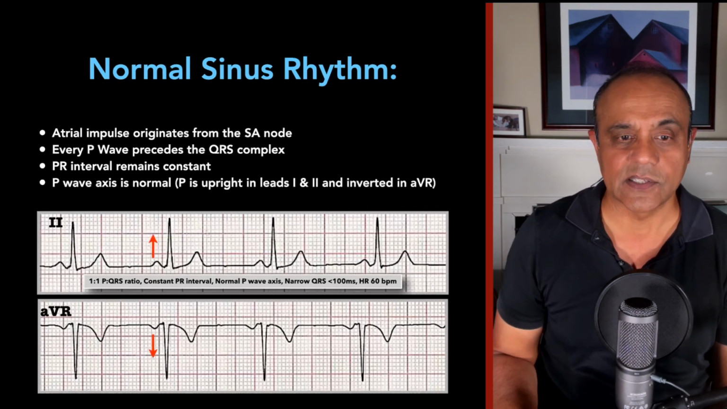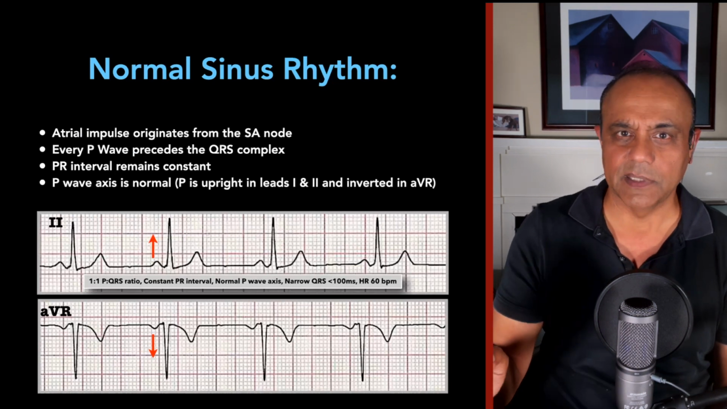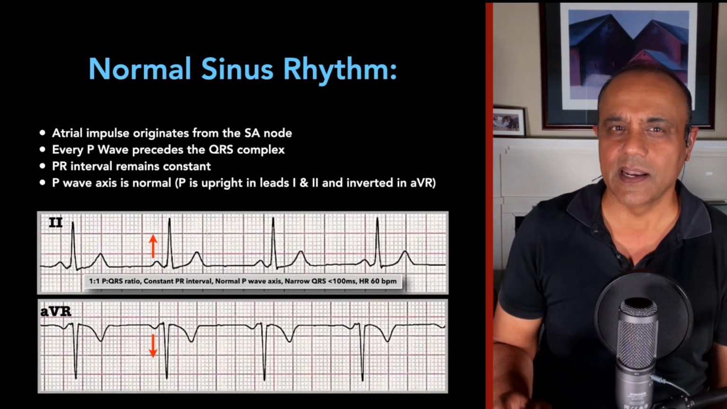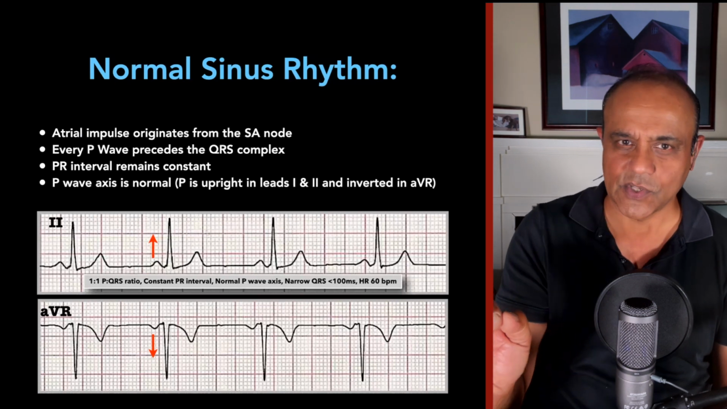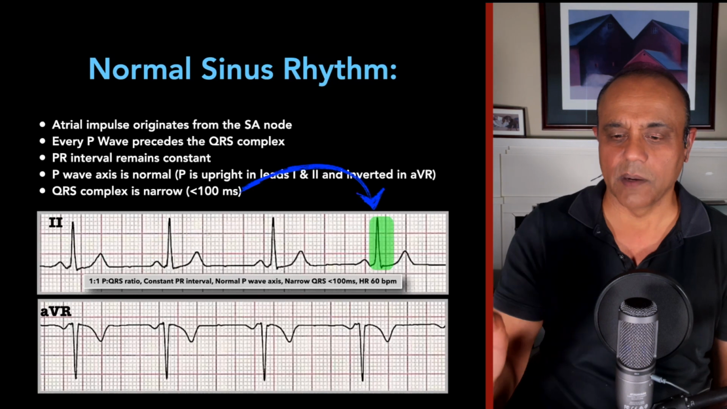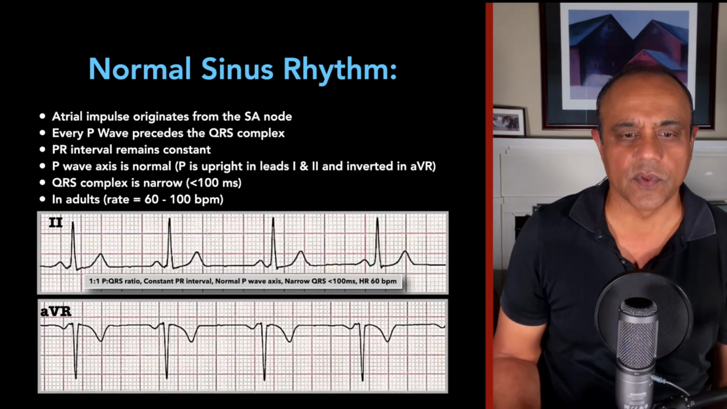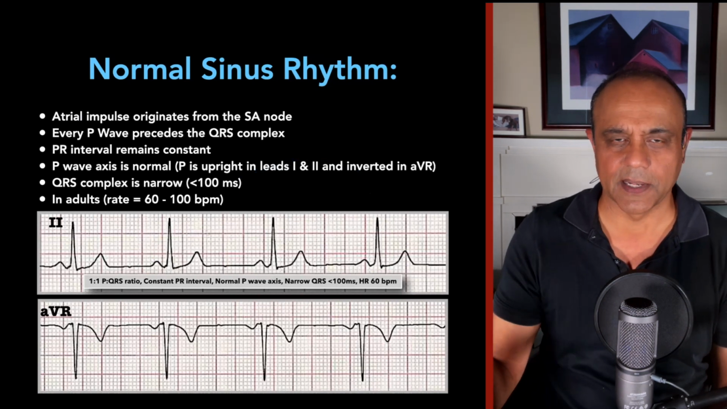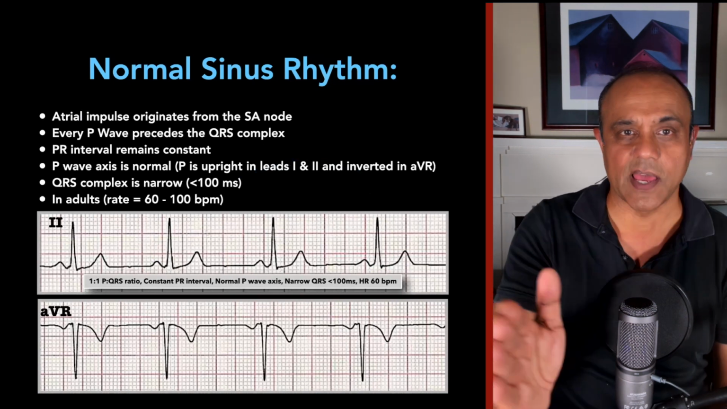The P wave axis in normal sinus rhythm should be upright in leads 1 and limb lead 2 and inverted in AVR. If this isn't the case, then again, it's a sign that the P wave is not originating at the sinus node. All right, the QRS complex is typically narrow, less than 100 milliseconds. And lastly, in adults, in normal sinus rhythm, the rate is typically between 60 to 100 beats per minute. So that's it. That's the difference between normal sinus rhythm and sinus rhythm.